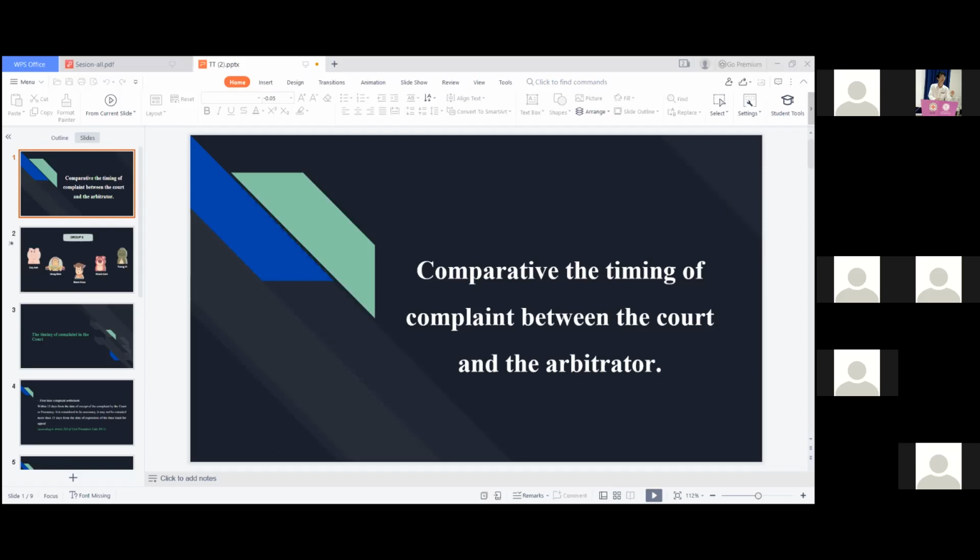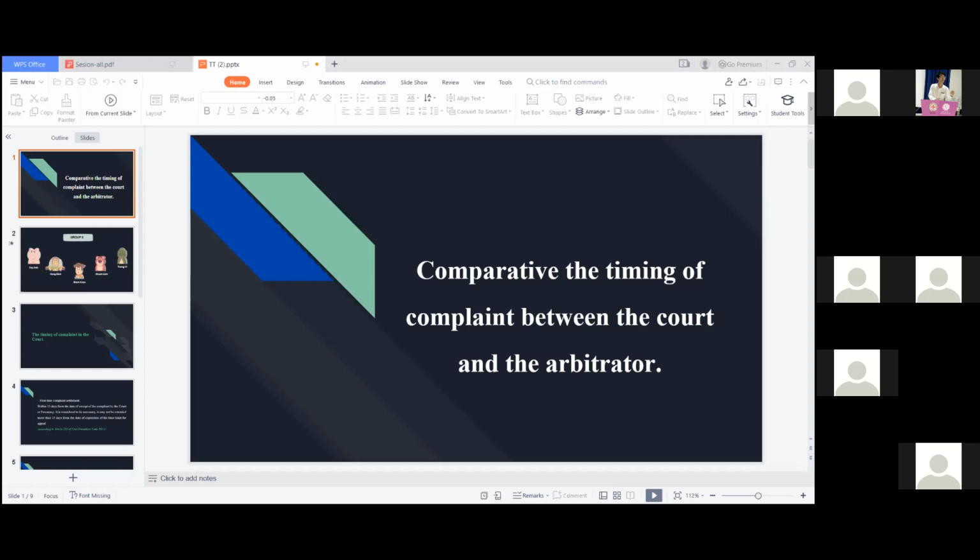So it is clear that in the court, the complaint is divided into two times, and this one is the first-time complaint settlement. According to Article 502 of the Civil Procedure Code 2015, within 15 days from the date of receipt of the complaint by the court or procuracy, it is considered necessary. It may not be extended more than 15 days from the day of expiration of the time limit for appeal.